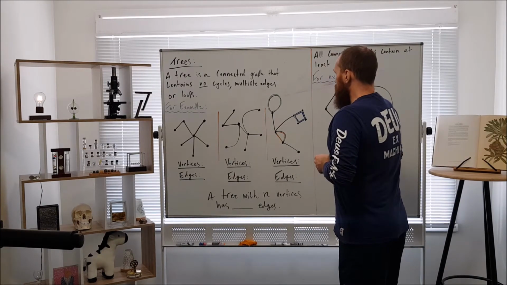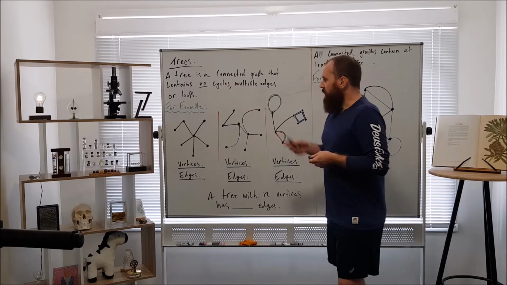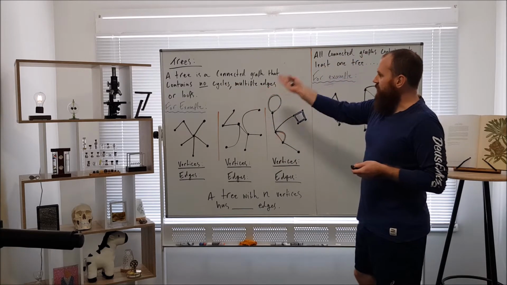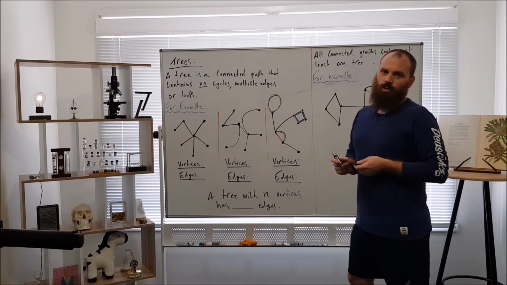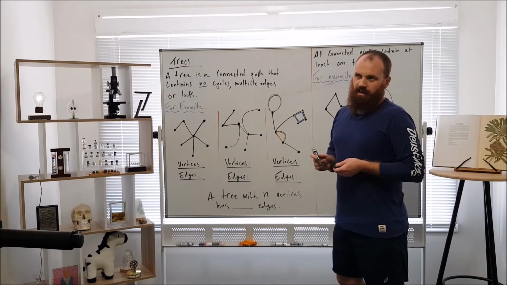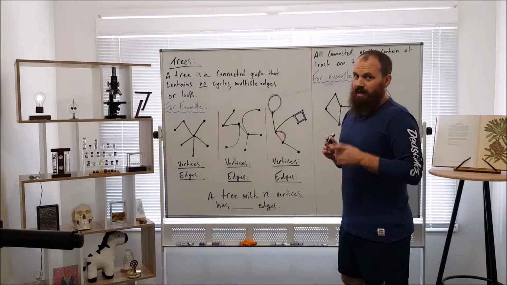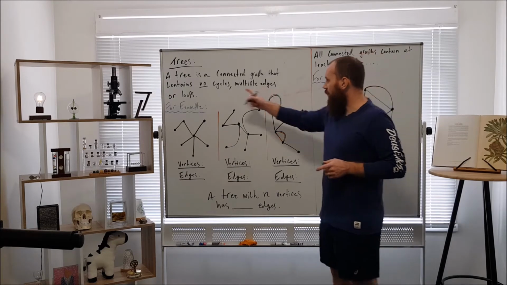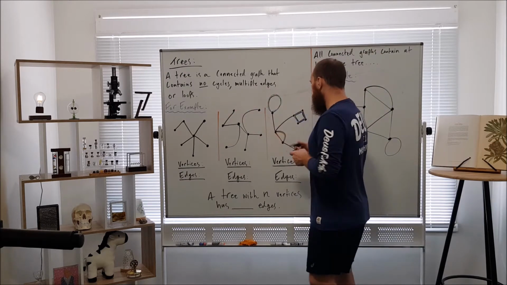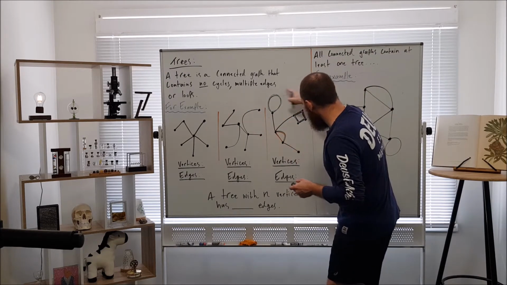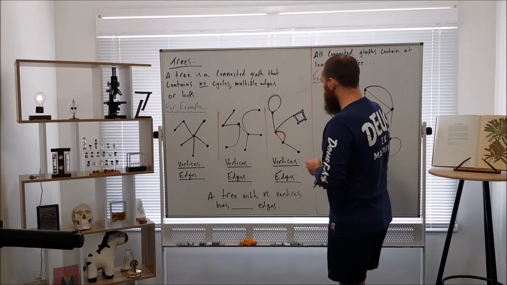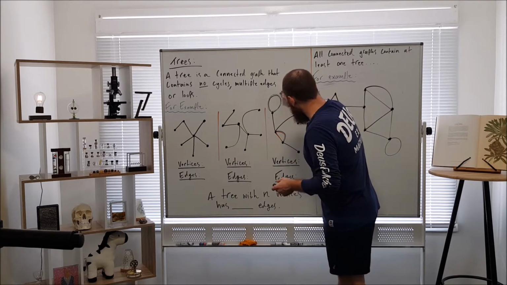All right, well, here's the definition. A tree is a connected graph that contains no cycles, multiple edges, or loops, okay? There's a much easier way of thinking about it, which I'll get to in a sec. But let's just highlight what these no-nos actually look like. So here's a graph, okay? It's not a tree because it breaks all the rules.